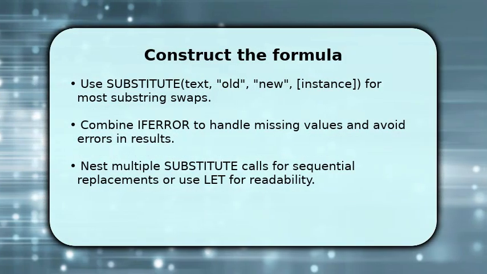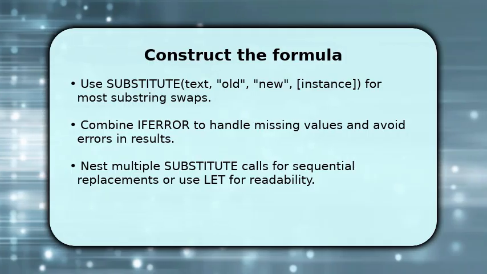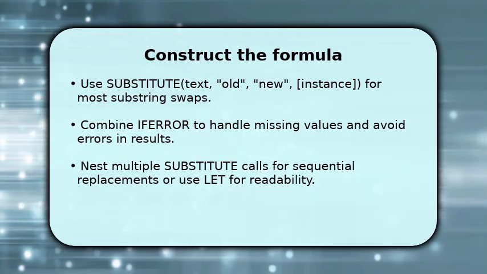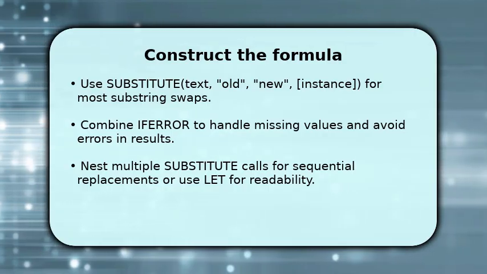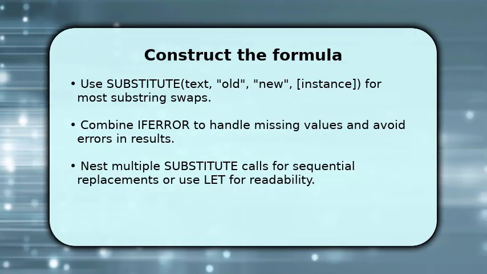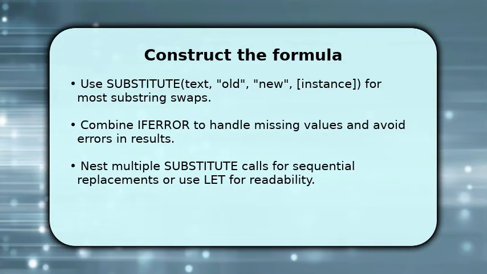Now build the actual formula in your target cell. Start with SUBSTITUTE(A2, old, new) to replace all instances, or add the instance argument to change only the nth occurrence. Once done, nest SUBSTITUTE calls to perform sequential swaps.